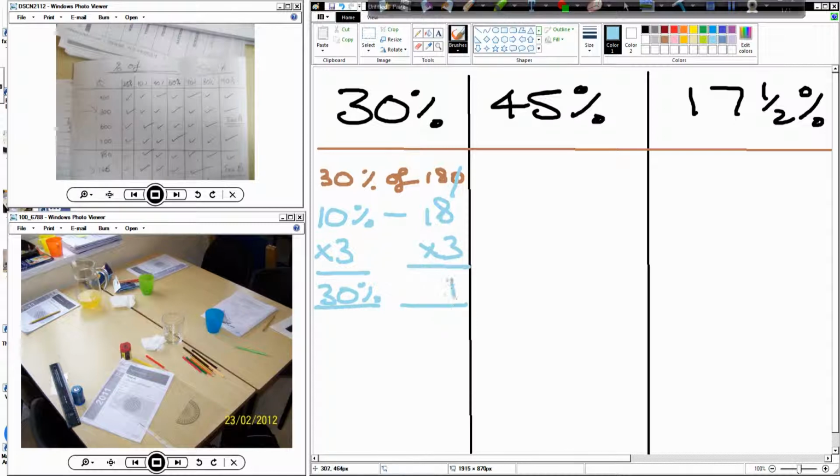So 18 times by 3 will give you 54. So 30% of 180 is equal to 54. That's the way we do it. So we break the number down, 30% to 10%, we triple it, gives us 30%. Okay, now we've got to work out 45%.